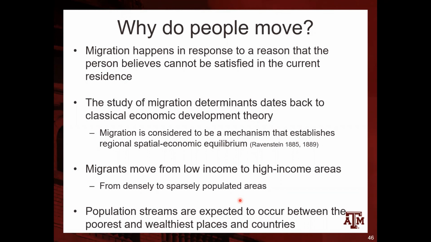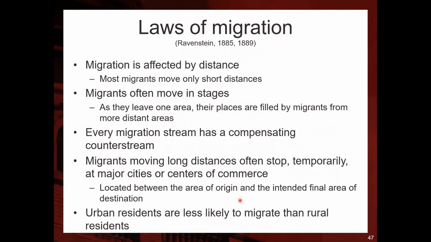Population streams are expected to happen between the poorest and wealthiest places and countries. So people move from areas that have lower socioeconomic opportunities to areas that have better economic opportunities for them. Again, Ravenstein had these overall laws of migration. I like to cite them from 1885 and 1889, these two papers. They still are the basis of how we understand migration right now.